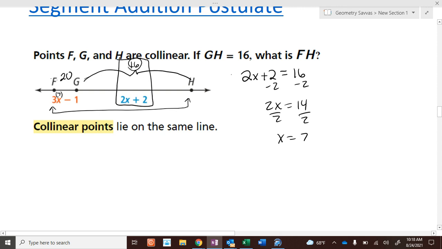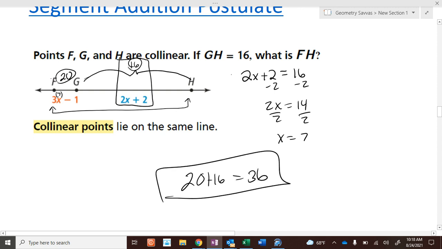This part is 16. Visually, that doesn't look correct because FG you would think should be longer in the picture than GH. But hey, this is geometry, and the pictures are sometimes off. But to find FH, it's 20 plus 16, which is 36. That's the length of FH.